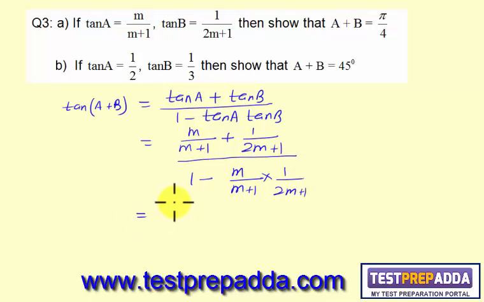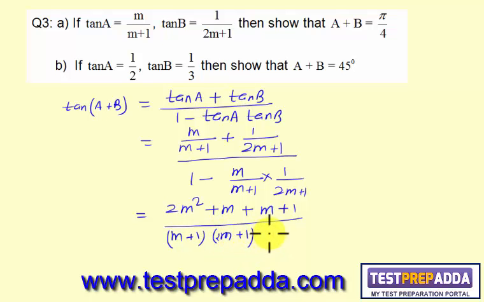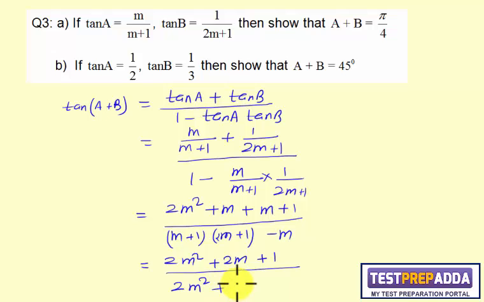Yes, if I solve it, in the numerator I get 2m square plus m plus m plus 1, upon, in the denominator I'll get m plus 1 into 2m plus 1 minus m, and this will get cancelled. Now if I open it, it will be 2m square plus 2m plus 1 upon 2m square plus 2m plus m plus 1 minus m. This m and m will get cancelled.